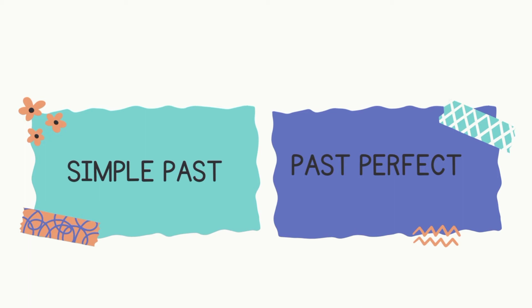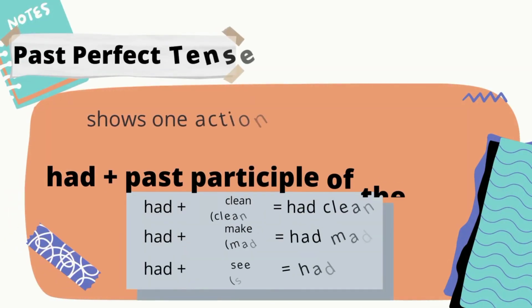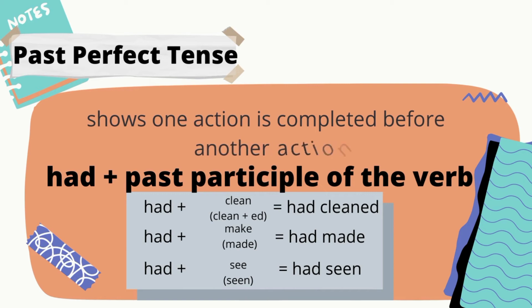If the simple past shows a completed action, the past perfect tense shows one action is completed before another action. Thus, there are two actions in the sentence. The first action started in the past and continued up to a given time in the past. The verb follows the formula below: had plus past participle of the verb. For example, had plus the past participle of clean, which is cleaned.